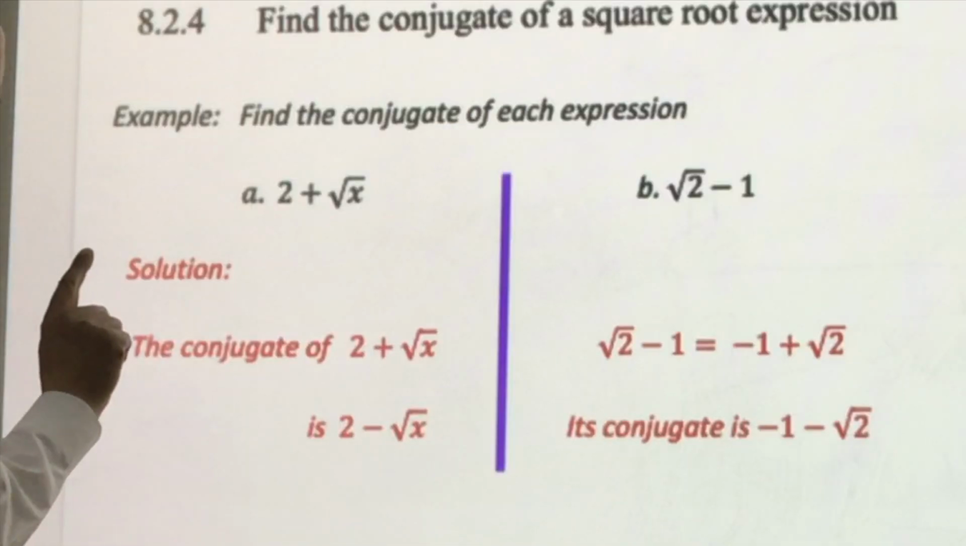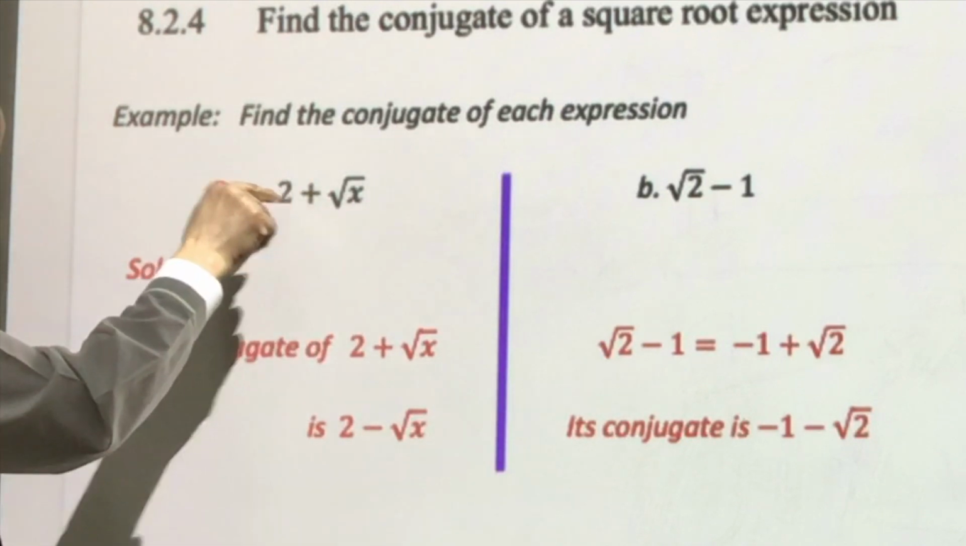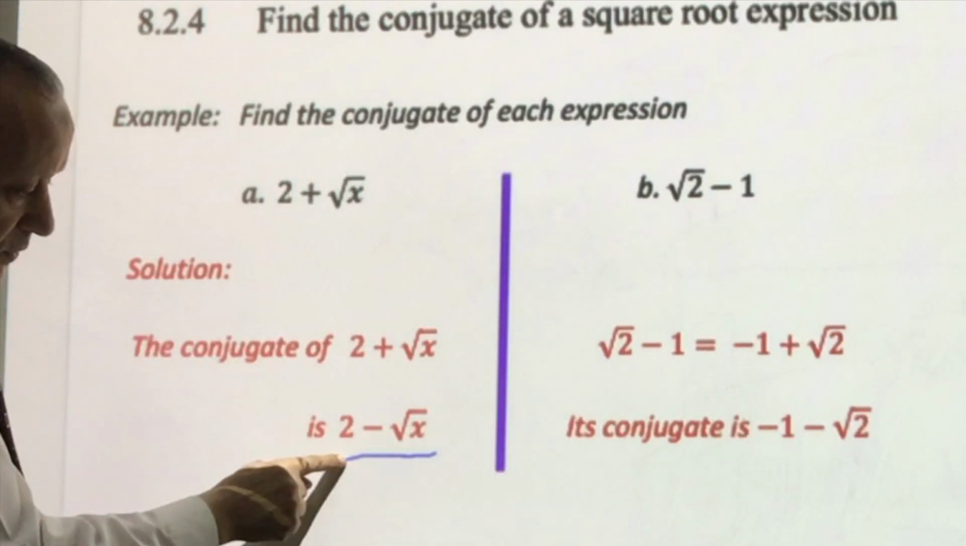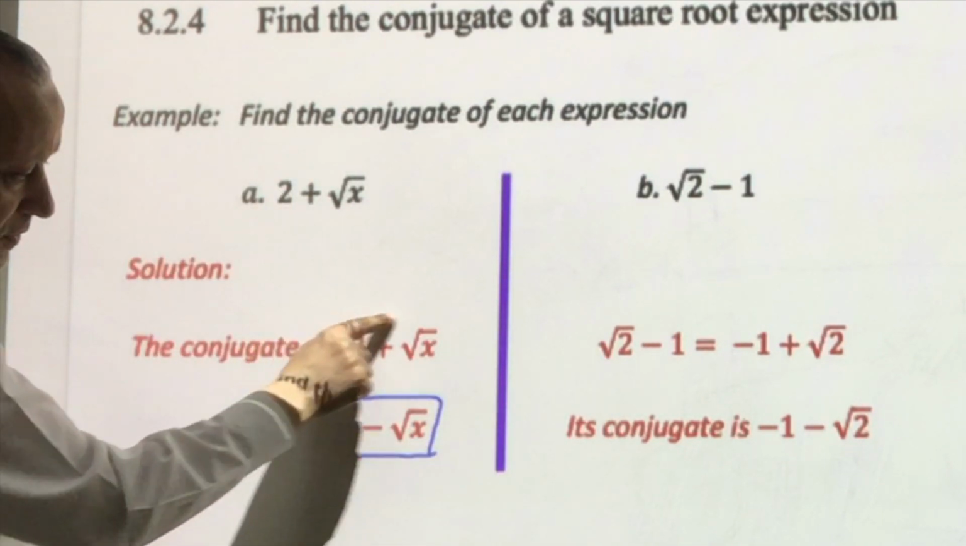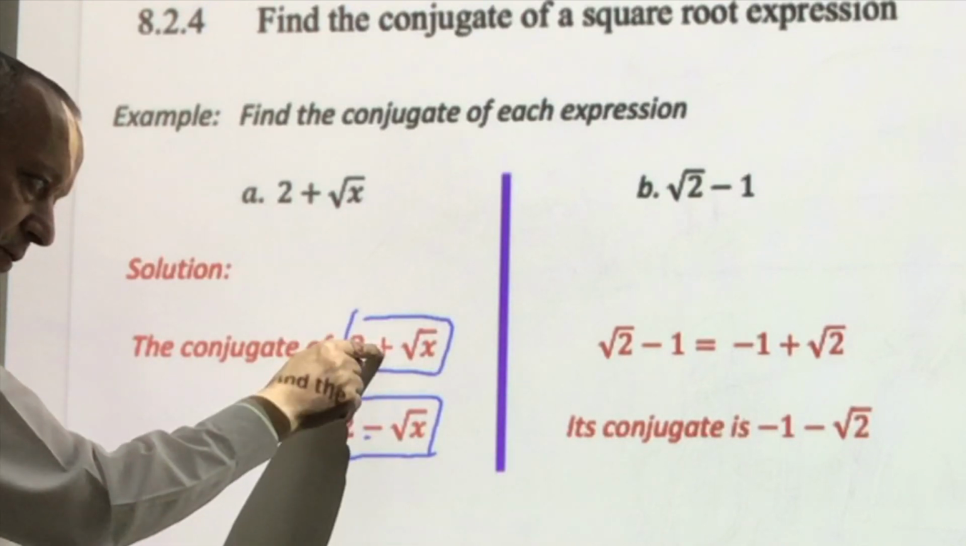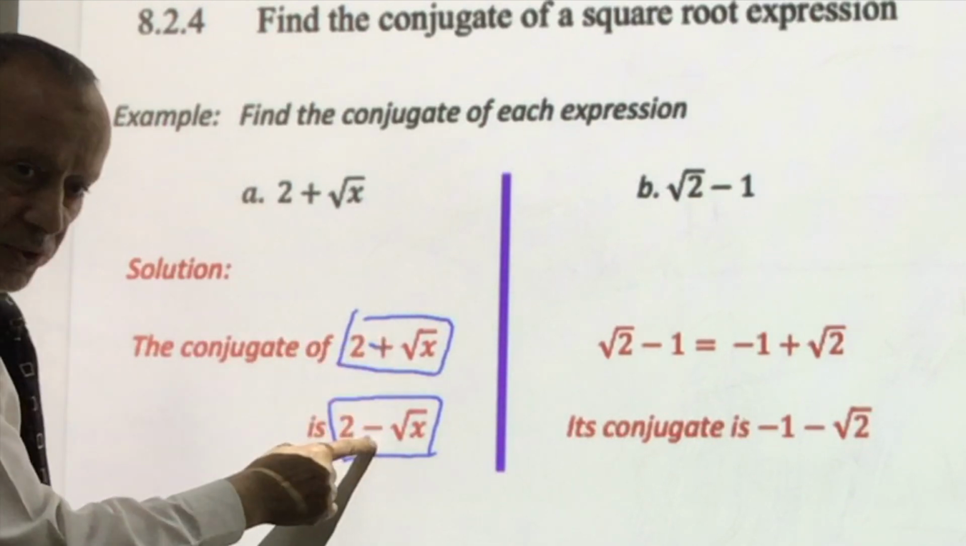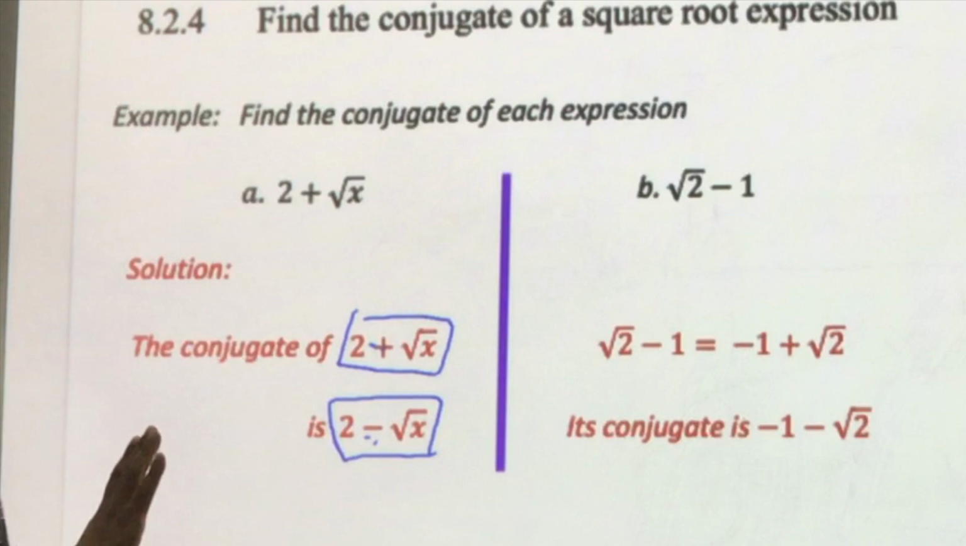For example, this one, 2 plus square root of x. The conjugate of this one is 2 minus square root of x. Can you see? They are conjugate. We can say this is conjugate to this one and vice versa. 2 plus square root of x is conjugate to 2 minus square root of x.